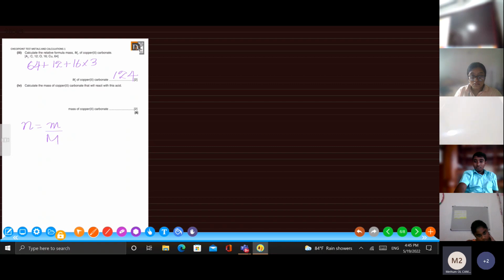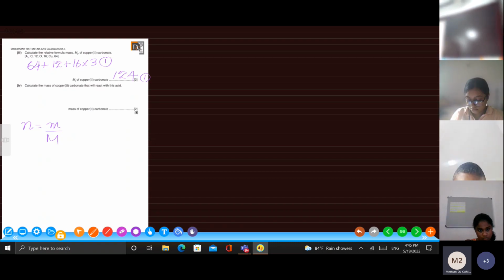Calculate the relative molecular mass. Now we're working at a high level, but it's unfair, no? That 2 marks should be for the previous part and 1 mark should be for this. Okay, 0.025 m over 124. So then 3.1 grams. So equation 1 mark, final answer 1 mark with the units.